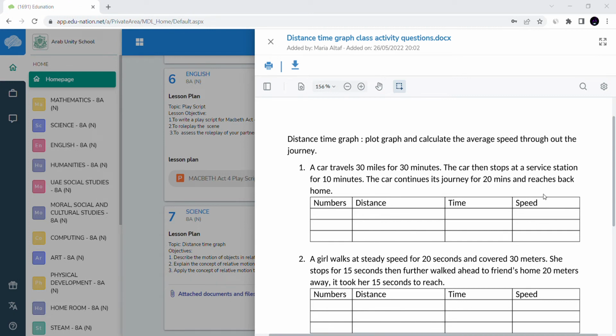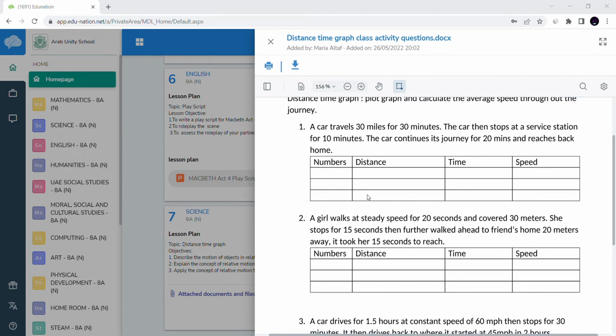And then guys, 0 divided by 10, which is 0, and over here at the second one, 0. And then at the third one, for the distance we have to write 30, and over here we have to write 20 minutes. So we have to do 30 divided by 20, which is 1.5. In this bottom one we have to write 1.5.